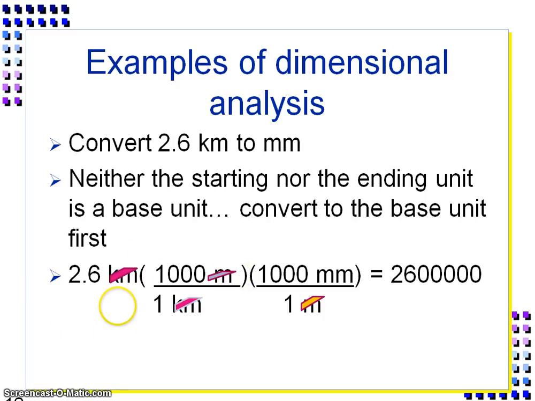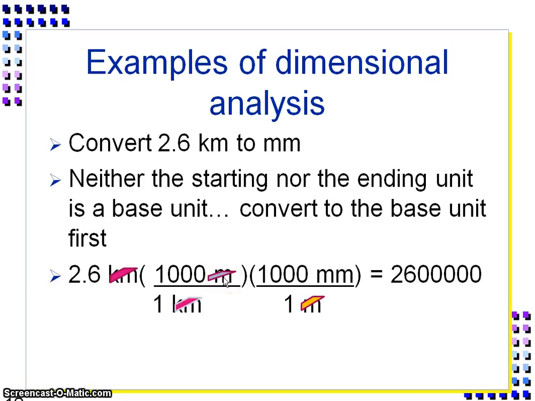Now I have to ask myself which one's bigger, kilometers or meters. Kilometers is the bigger unit, so that's why the 1 went on the bottom where kilometers was, and kilo means 1,000, so the 1,000 went on top. This is my conversion now. 1 kilometer was equal to 1,000 meters. So kilometers on top, kilometers on the bottom cancels.